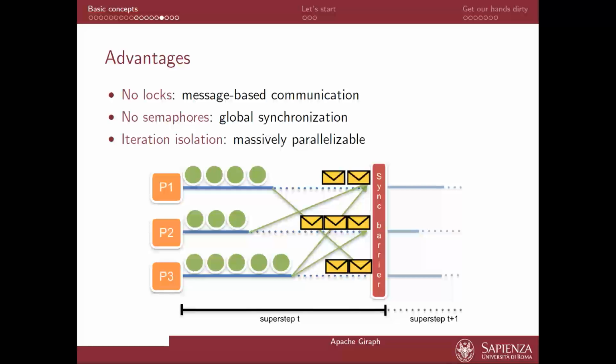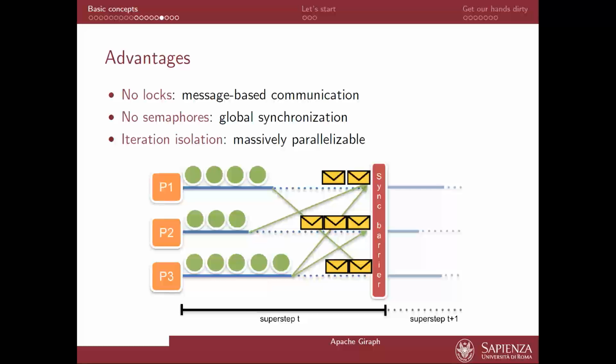It's a global synchronization because it simply starts any superstep when all the workers have done their tasks. And this model is massively parallelizable, because adding another worker just means assigning some nodes to this worker, and then all the workers will achieve the partial solution independently from all the other workers.